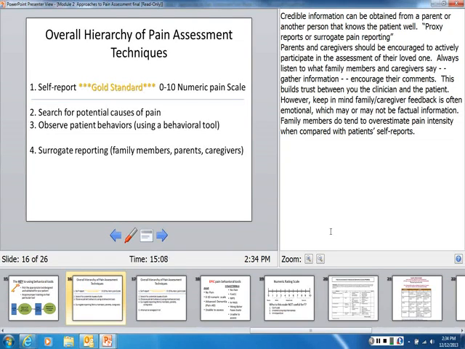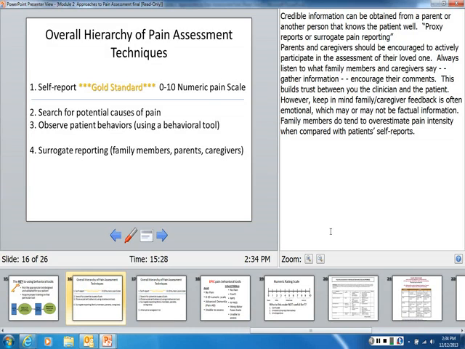Parents and caregivers should definitely be encouraged to actively participate in the assessment of their loved one. Always listen to what family members and caregivers say. This is part of your gathering information. Certainly encourage their comments. This builds trust between you, the clinician, and the patient.